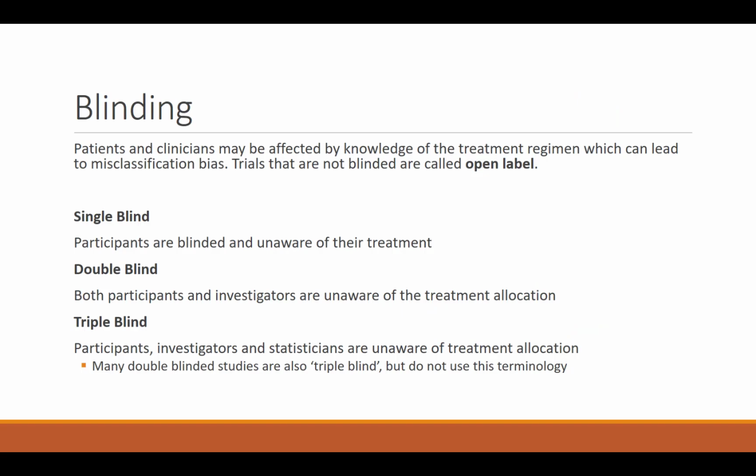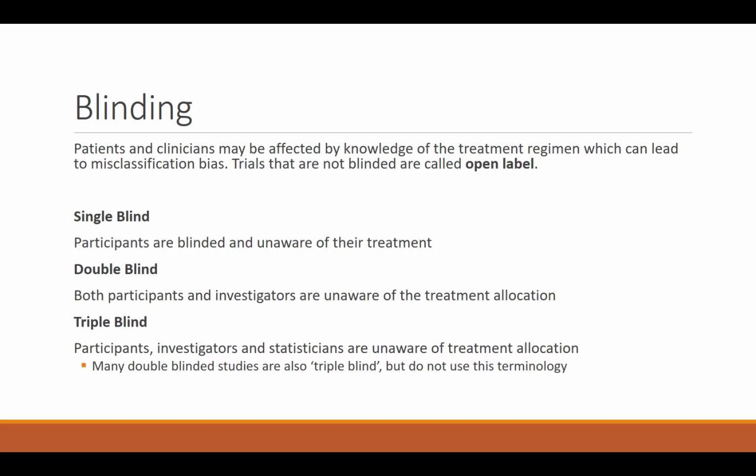Another component of randomized controlled trials that needs to be discussed is blinding methods. Patients and clinicians may be affected by knowledge of the treatment regimen, which can lead to misclassification bias. It can also lead to the placebo effect or investigator bias. Trials that are not blinded are called open label, which means that both the patients and the physicians know exactly who's on treatment and who's not on treatment, or where the treatment assignments are.